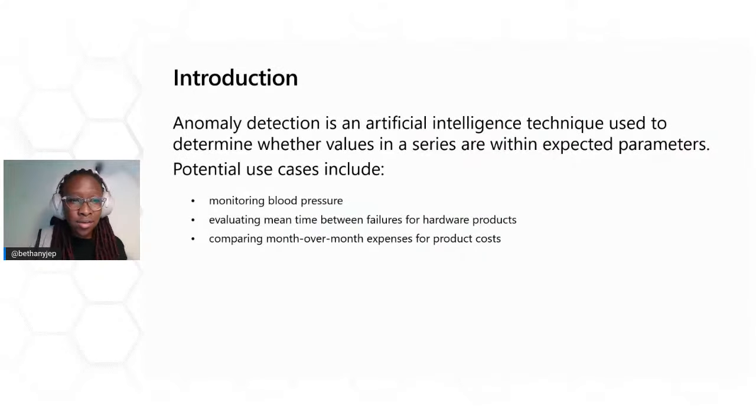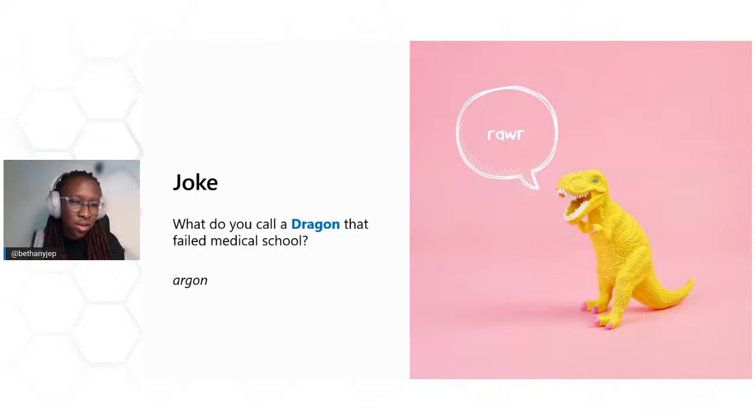An introduction to anomaly detection is when you use AI to determine whether the values in a series are part of the prediction. So in this joke, you can tell there's a pattern going on somewhere.